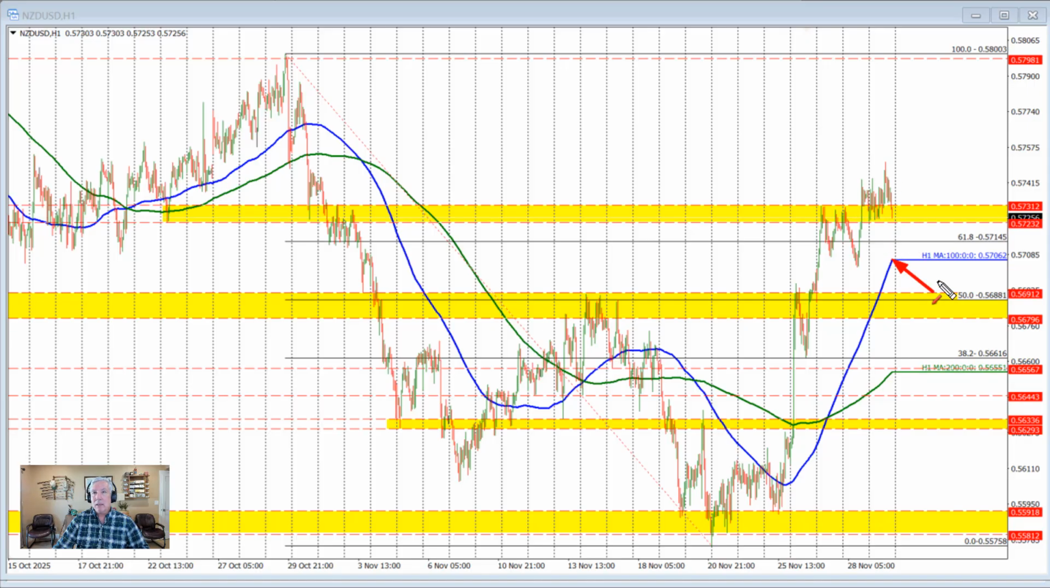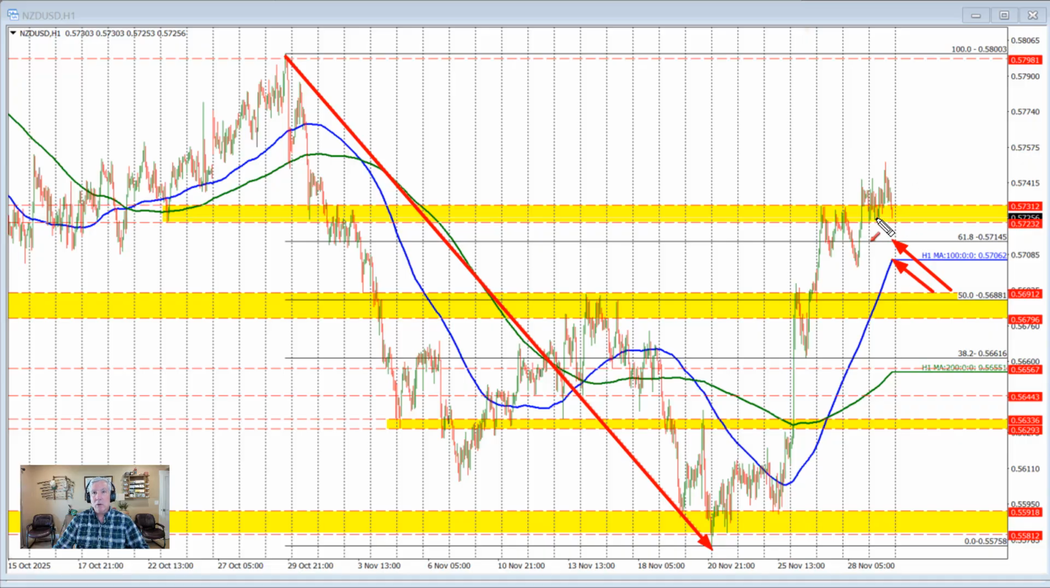Next targets on the downside would be the 61.8% retracement of the move down from the end of October high to the low price that we saw in November. That comes at 0.5714, and then we need to get below the 100-hour moving average at 0.5706. If we're able to get below both those levels, that would increase the bearish bias and give the sellers more control.